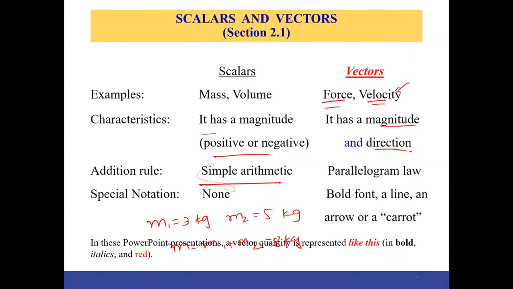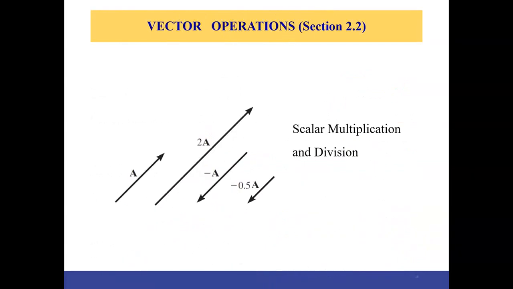Throughout this notation, whenever anything is in bold and red, that means it's a vector. Anything that's not bold and red means it's a scalar. A vector can be represented graphically by drawing an arrow. The direction of the arrow defines the direction of the vector, and the length of the arrow defines the magnitude. For example, this arrow and this arrow are in the same direction, but this one is twice as long as the first one, so its magnitude is 2a.